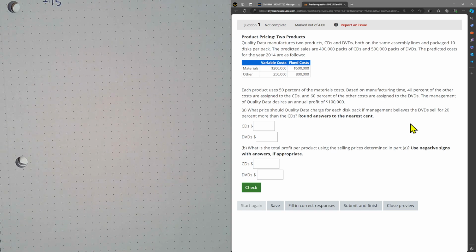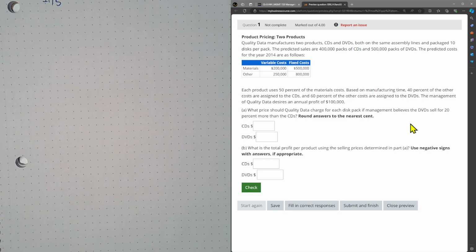So rather than trying to solve for CDs and DVDs, I'm going to solve for CD, which is 1, and DVDs, which is 1.2 times the CD. So it'll be CD plus 1.2 times the CD, and we can solve from there. Now, what is it asking? What price should we charge? Well, the price we should charge is based upon volume, which we've been given as 400,000 and 500,000, and it's going to be the total costs plus the annual profit.